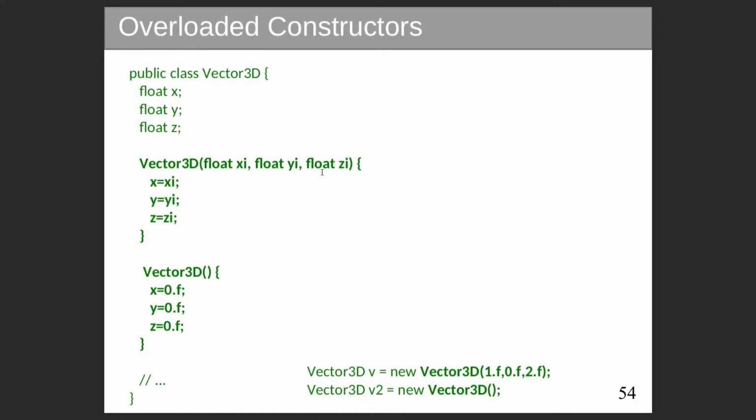And if I write another constructor with a different set of parameters, then this is an example of overloading, because it has a different set of parameters. And I can have as many different overloaded constructors as I like, and I can therefore define some default behavior with them.